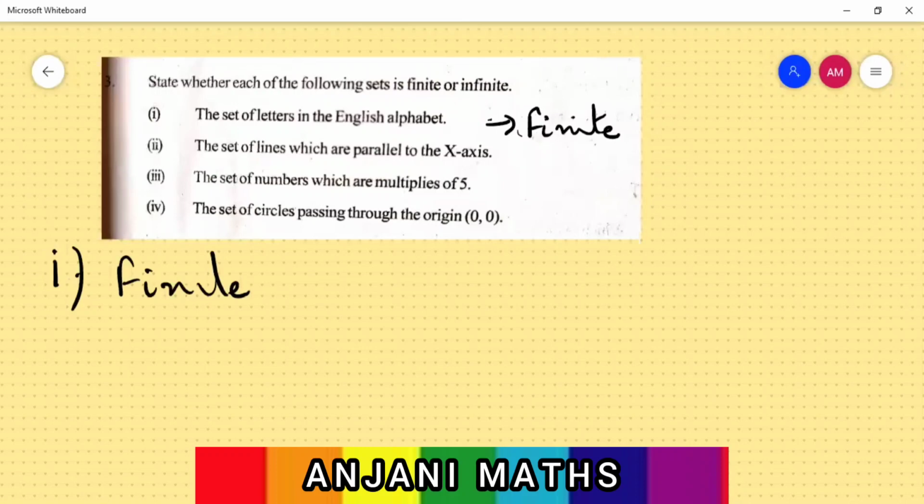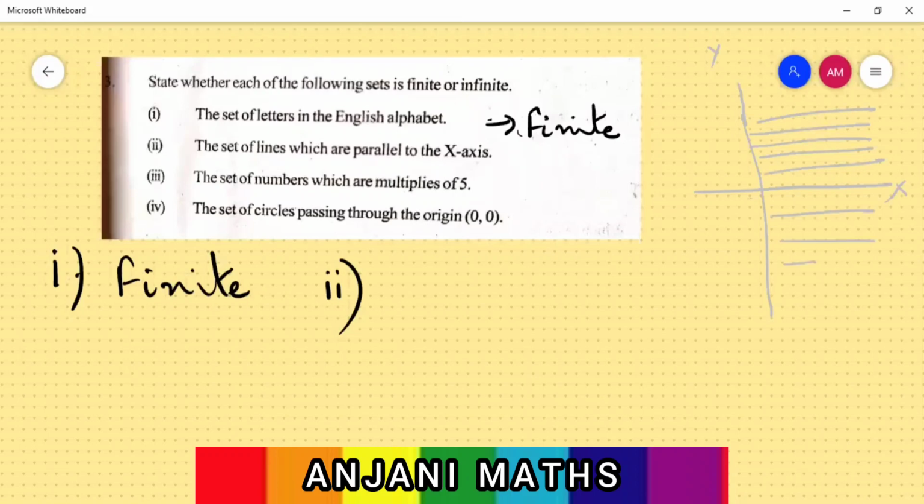What is the second one? Set of lines which are parallel to x-axis. Infinite, ma'am. This is the x-axis, and this is the y-axis. How many lines are parallel to the x-axis? Infinite. So what's the second one? Infinite.